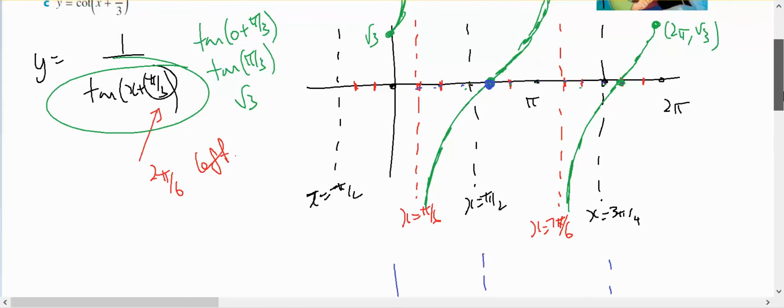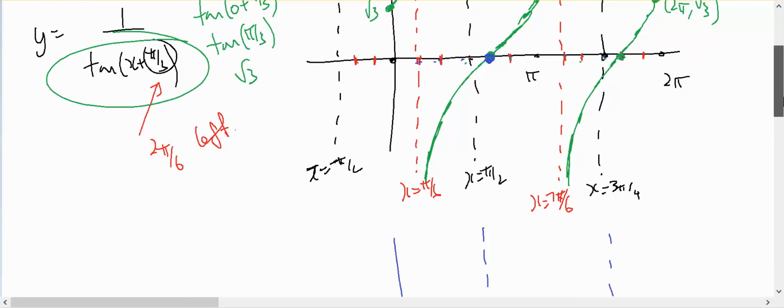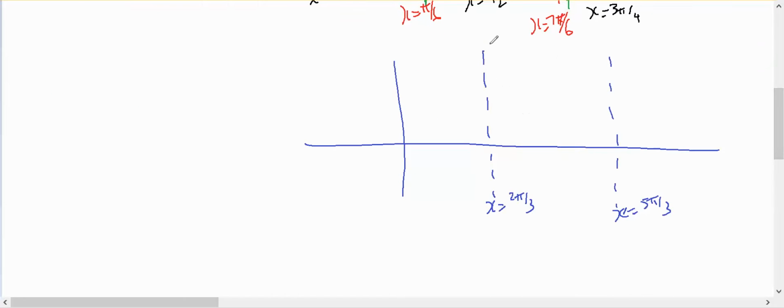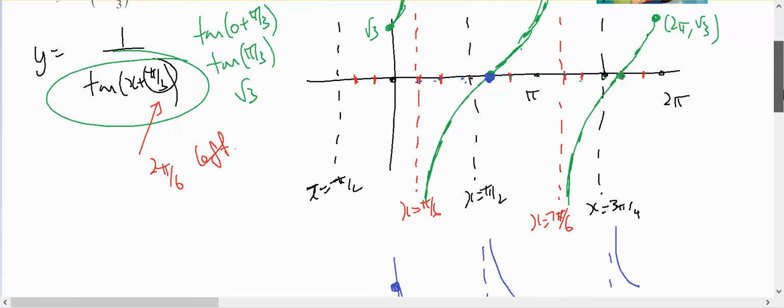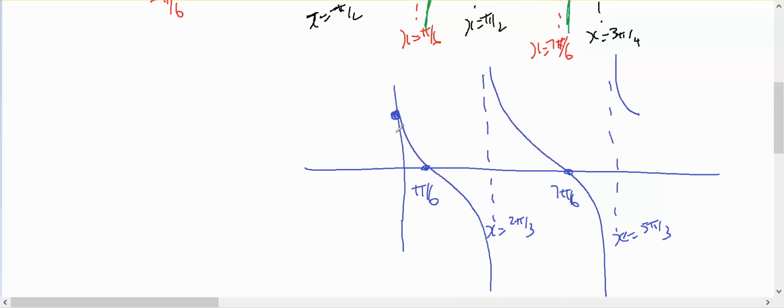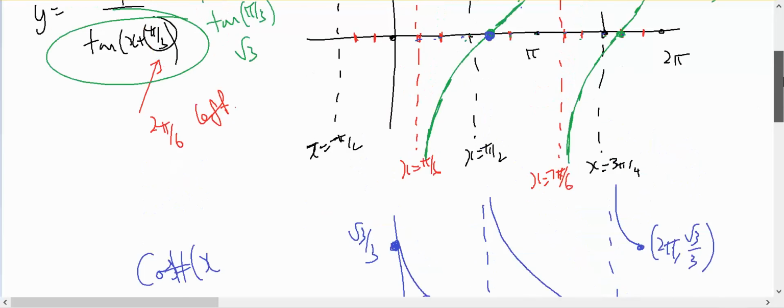The cot will now, instead of where this was big, that's going to approach 0, and where that was small, that's going to approach infinity. Therefore, my asymptotes are going to be here, and this is going to be positive, therefore we're going to look like this. And that will be at pi on 6, and this will be at 7 pi on 6, and that will be at, instead of root 3, it's going to be 1 on root 3 or root 3 on 3, and that will be at 2 pi and root 3 on 3. And that's going to be the graph of the cot of x plus pi on 3.